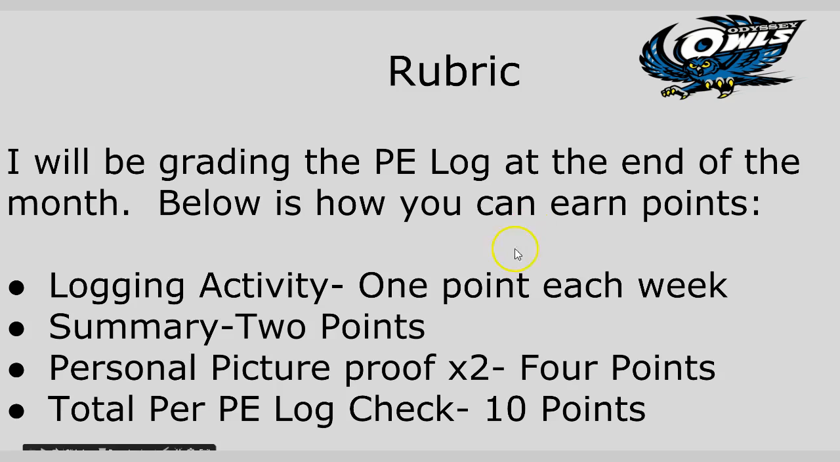Each week that you log activity, you will receive 1 point. The summary at the end of each month is worth 2 points, and your 2 personal pictures are worth 2 points apiece, so that's 4 points in total, for a total of 10 possible points on your PE log.